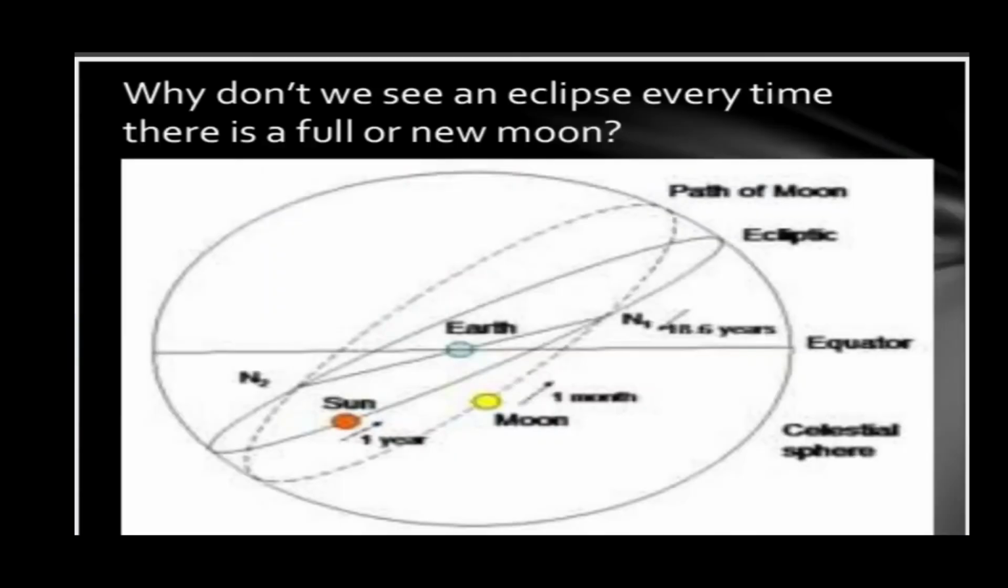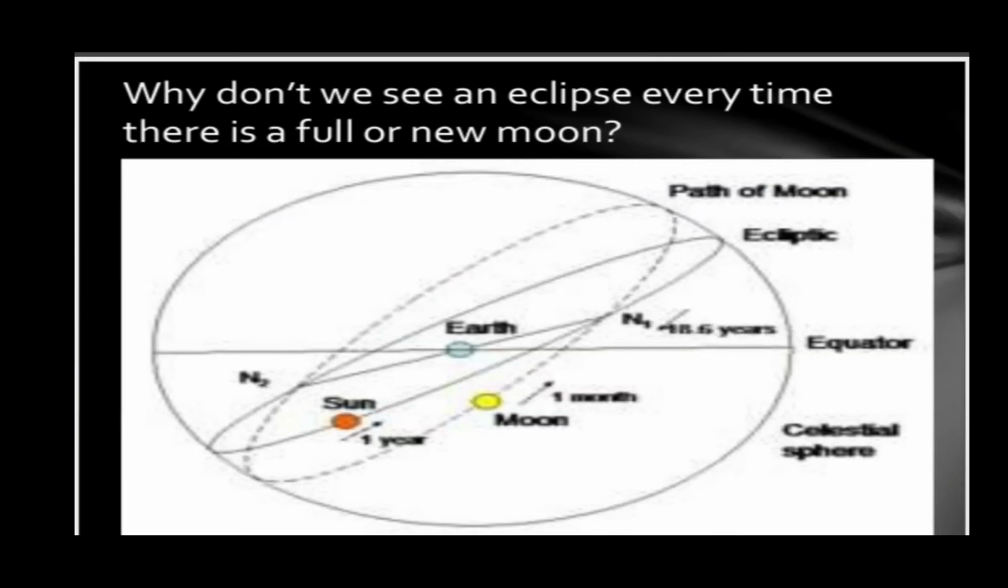But dear students, why don't we see an eclipse every time? We only see these two phenomena either on new moon day or on full moon day. A solar eclipse cannot be seen on every new moon day, and similarly the lunar eclipse cannot be seen on every full moon day. This happens because the orbit of the moon around the earth is not quite the same as the earth's orbit around the sun.